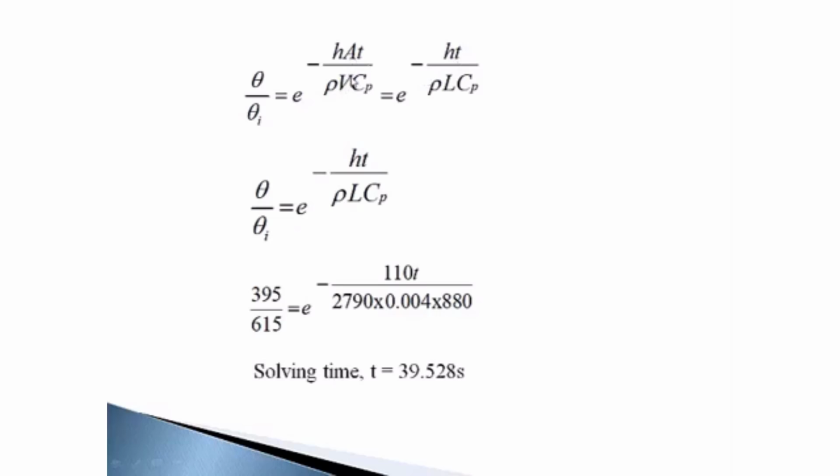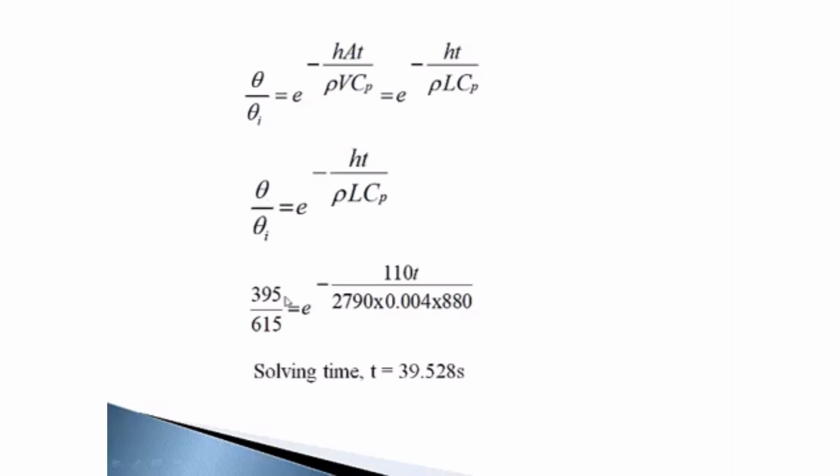So if you divide V by A, that will give the characteristic length. Okay. So you can write it as e raised to minus ht by rho LCp, because we already obtained the characteristic length as 0.004. So instead of substituting the surface area and volume, you can use the knowledge of V by A as the characteristic length, and substitute and simplify the equation. So theta by theta i is e raised to minus ht by rho LCp.